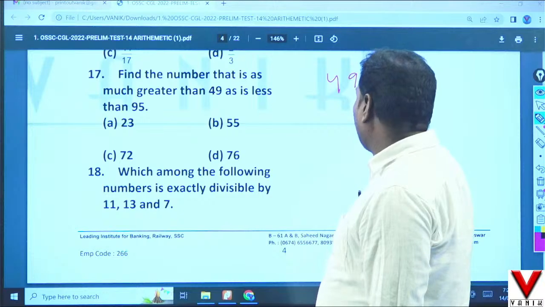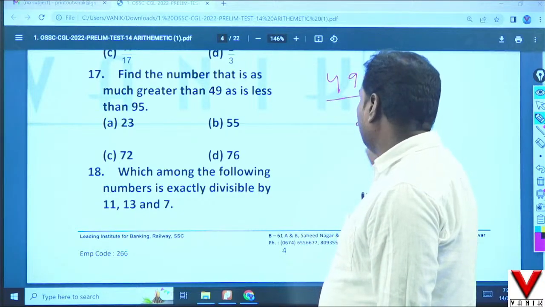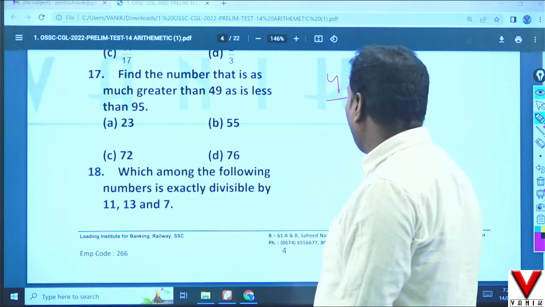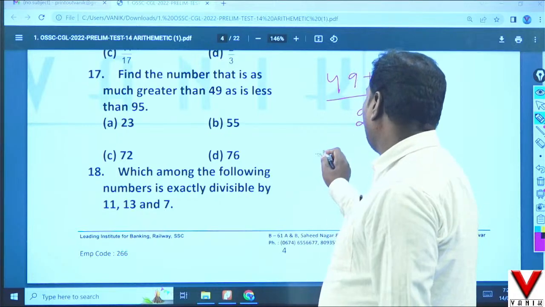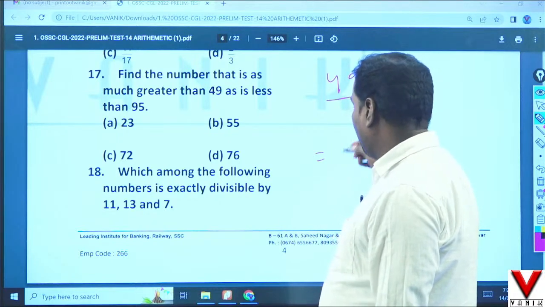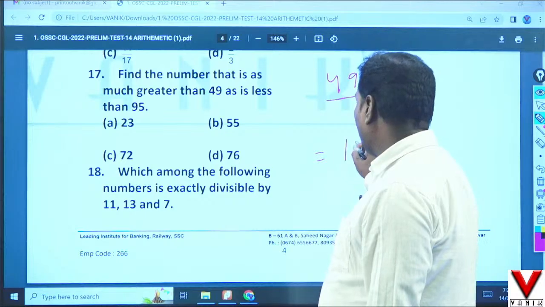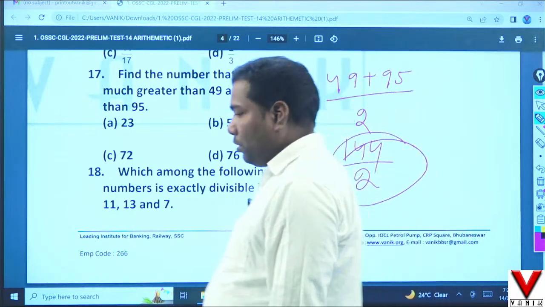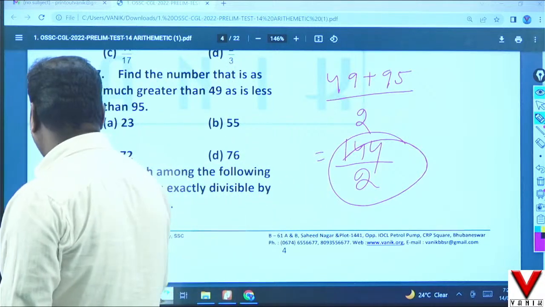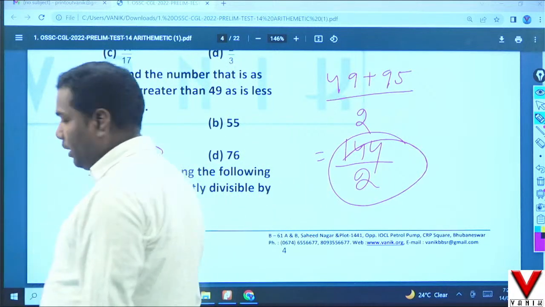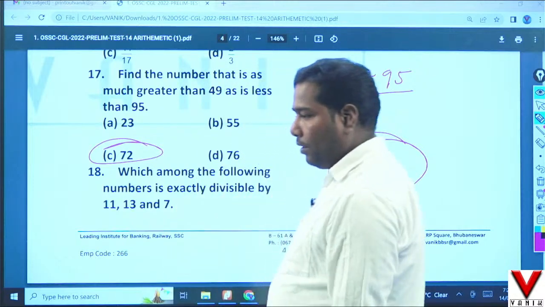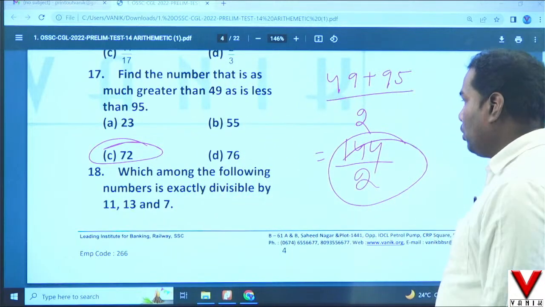That means (49 plus 95) by 2. 9 plus 5 is 14, 1 carry, 4 plus 9 plus 1 is 14, so 144 by 2, that is 72. It is our correct answer. Question 17, answer C. Clear? Come to the next number, question number 18.